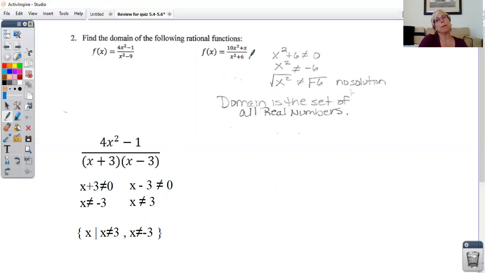Here, this is a little tricky. We can't factor x squared plus 6. So I know x squared plus 6 cannot equal 0. Can't have 0 in the denominator. x squared cannot equal negative 6. If I take the square root of both sides, I get the square root of negative 6, and that sends us into the imaginary number system. And we don't want to do that. So the domain is all real numbers. I can't find algebraically anything that might give me a problem.